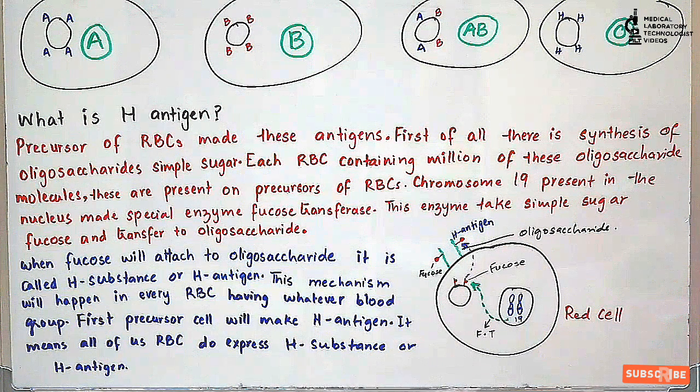So now you understand that on chromosome 19, there will be genes that make a special enzyme, fucose transferase, and the function of that enzyme is to transfer or attach the fucose to the oligosaccharide. When fucose attaches to the oligosaccharide, it is called H substance or H antigen. It means RBCs have H antigen, and this process takes place in almost all people's red blood cells, whatever their blood group is. Now we will study blood group A people.